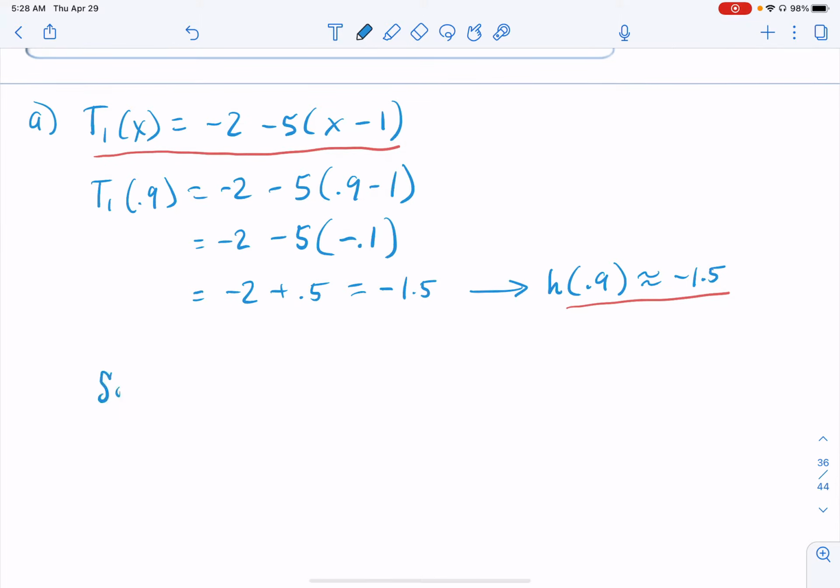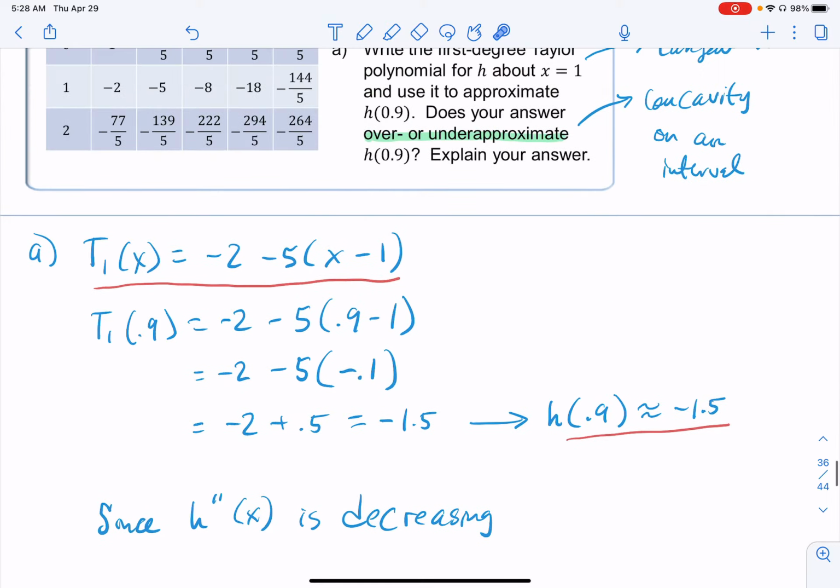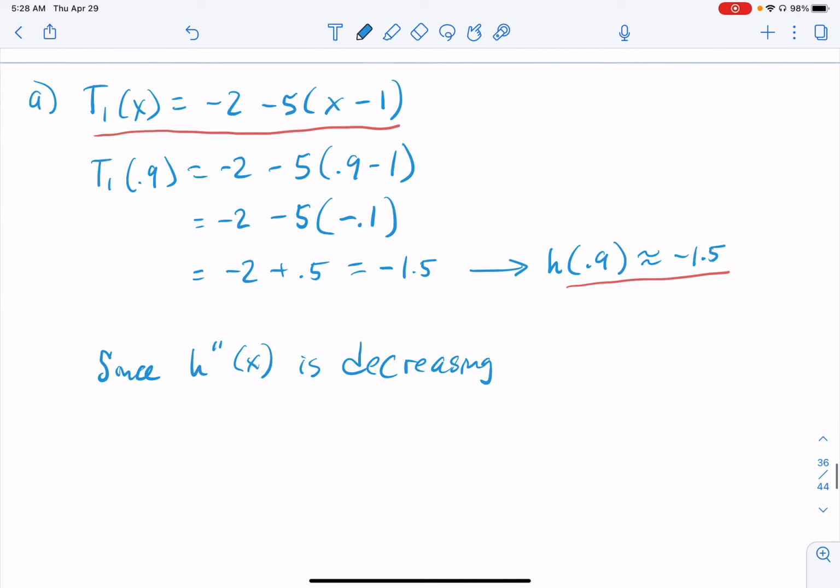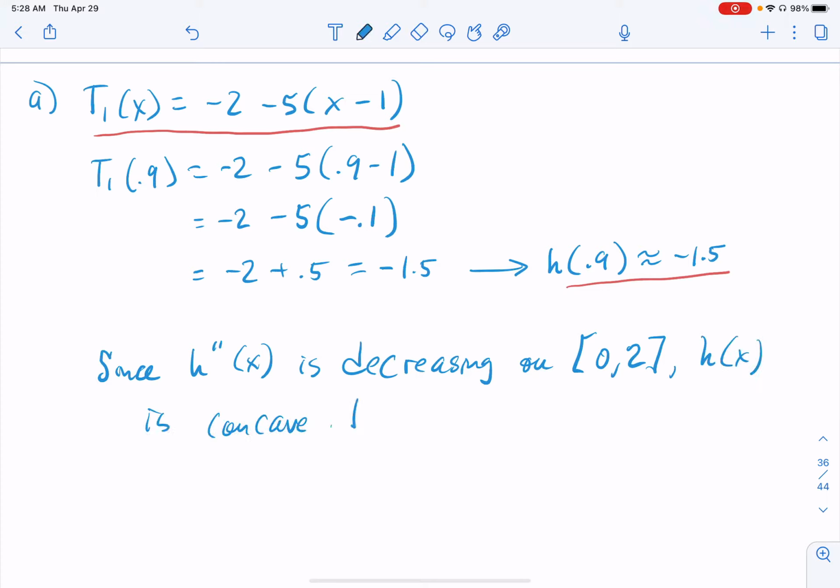So I'm going to write that. Since h double prime of x is decreasing, and where's it decreasing? Oh, it's decreasing at this point. Not good enough. Oh, it's decreasing at this point. Not good enough. On the closed interval from 0 to 2, that's a weird looking 2. That's better. Let's see, h of x, that looked like an f, now it looks like an h, is concave down on this interval.